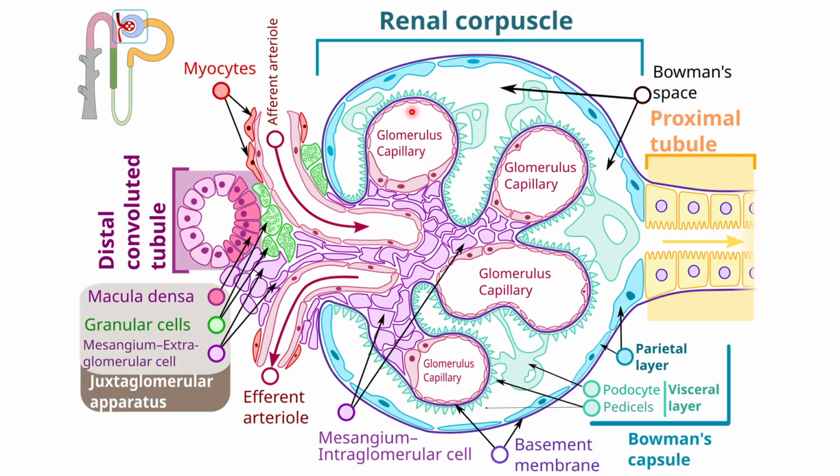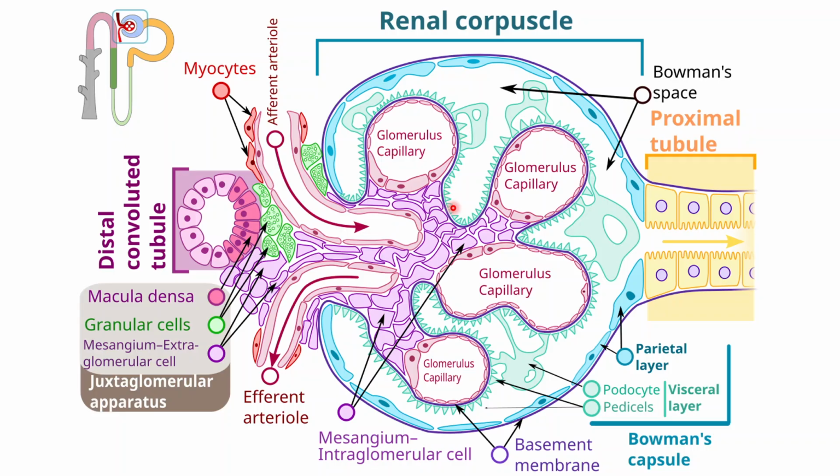And then you have the Bowman's capsule, right, which we talked about. It's a double-walled cup that catches this filtrate from the glomerulus. And it has two layers. It has the parietal layer and it has the visceral layer. So the parietal layer is the outer wall. This is the parietal layer you can see over here in this color of blue. And it has simple squamous epithelium and it doesn't really do much filtration. It's mostly structural. And then you have the visceral layer.